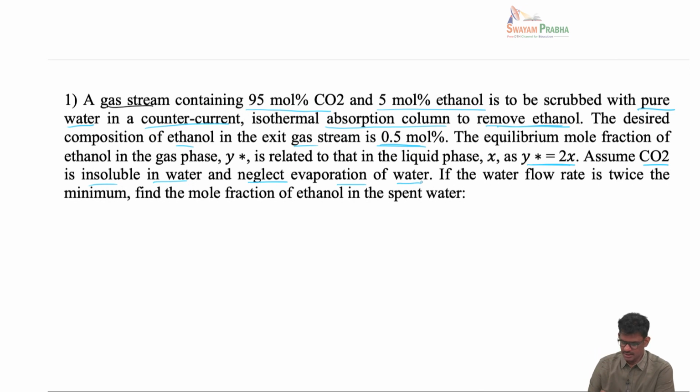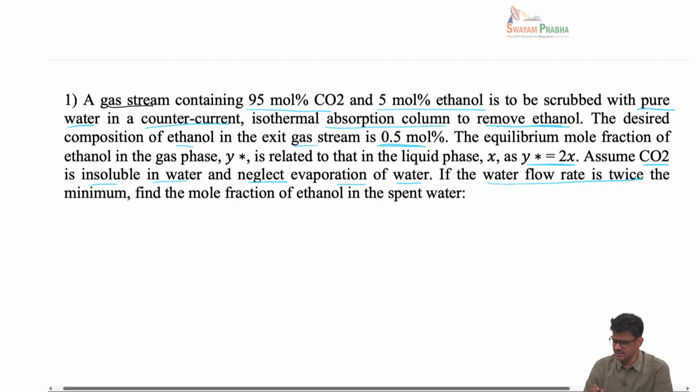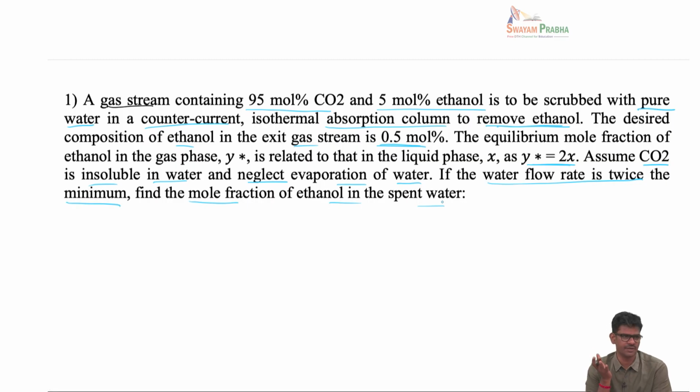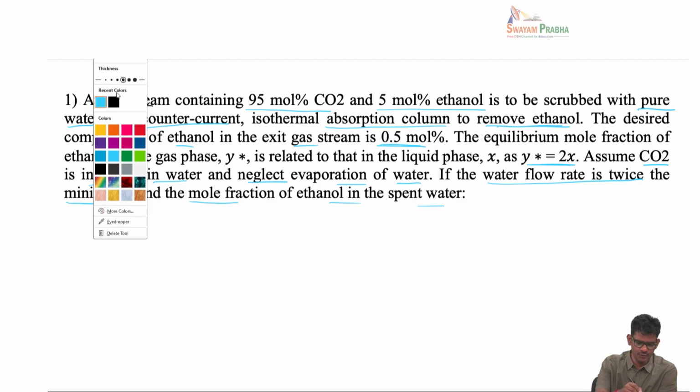All right, and then what is mentioned here is the water flow rate is twice the minimum. Find the mole fraction of ethanol in the spent water. Okay, so this means we have to first find what is the minimum water flow rate and then take twice of that. For that flow rate of water, what would be the exit composition for the water phase? That's what we want to find out. Again, we will do a simple diagrammatic representation of this problem.